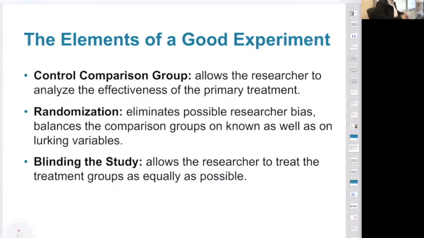Randomization. When we do the randomization, as I said to you, we randomize our subjects. That means we select them by a simple random sample. This, of course, reduces the bias in this case.